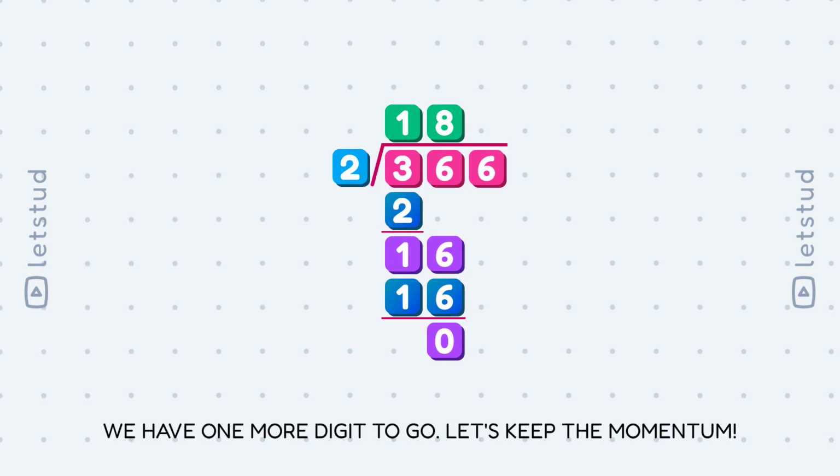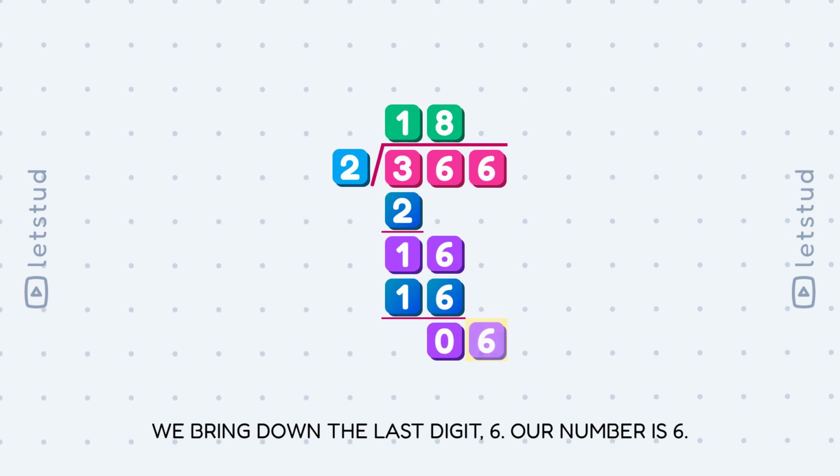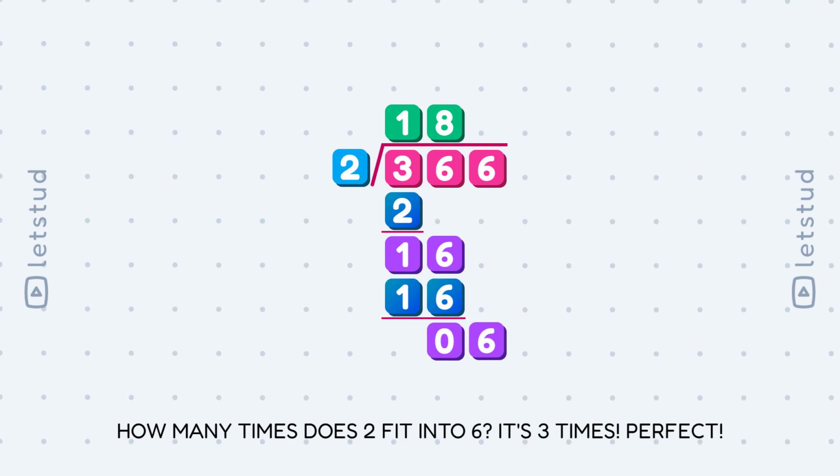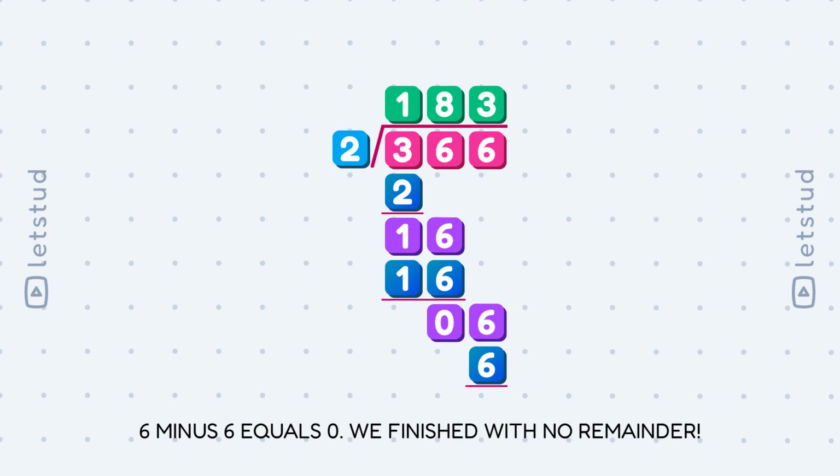We have one more digit to go. Let's keep the momentum. Here comes the final step. We're almost done. We bring down the last digit, 6. Our number is 6. How many times does 2 fit into 6? It's 3 times, perfect. 3 times 2 is 6. Exactly right. 6 minus 6 equals 0.